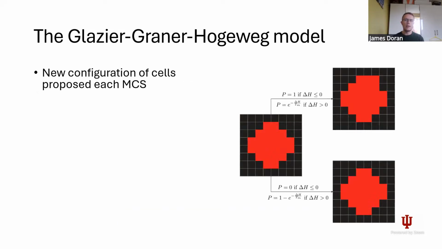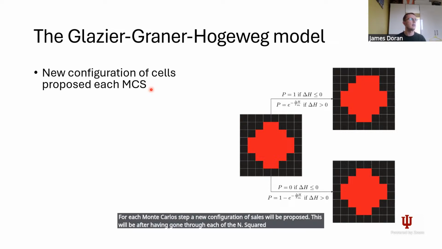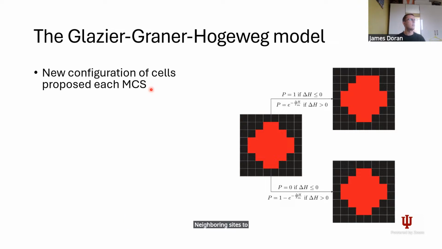So in the Glazier-Graner-Hogeweg model, for each Monte Carlo step, a new configuration of cells will be proposed. This will be after having gone through each of the n-squared lattice sites and chosen neighboring sites to attempt lattice index copying attempts for. So for instance, if this cell is trying to copy into this cell, then potentially the red cell will evolve into this shape where this new lattice site has been added to it.